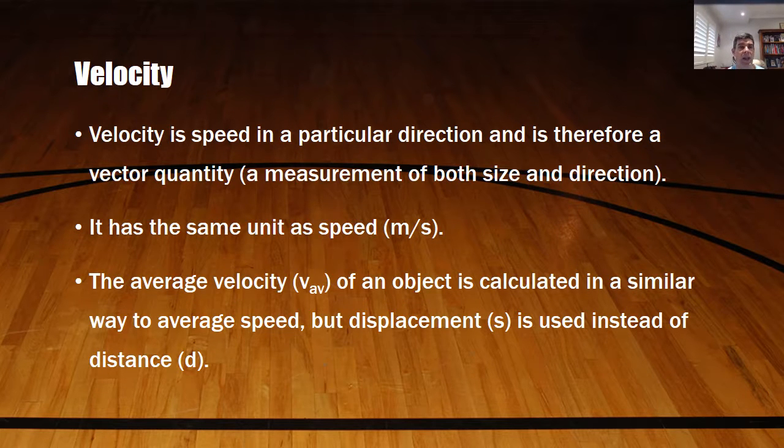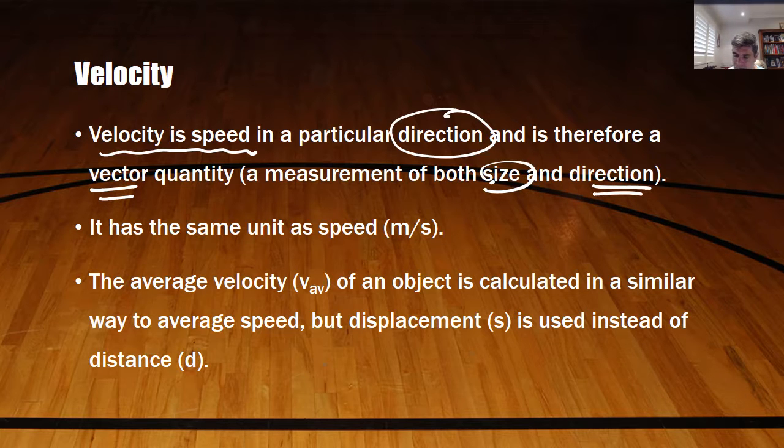Now we want to compare what we understand about speed with velocity. The important thing to remember is the two terms are interchangeable with one difference. Velocity is speed in a particular direction. So its magnitude is always the same, but it has a direction, and therefore that makes it a vector quantity, as vectors have both size or magnitude and direction. So velocity is always going to have the same units as speed, meters per second or kilometers per hour, and so on.